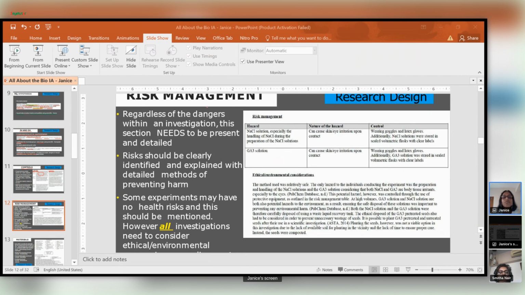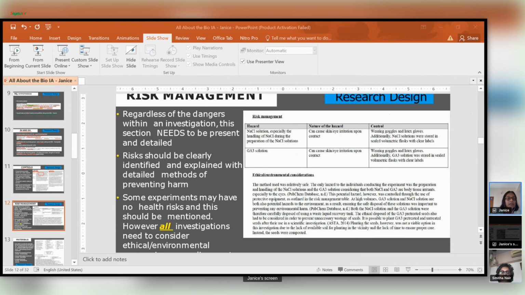Now, NaCl is very, very irritating to our skin. So what is the hazard? Skin and eye irritation. So what I have to do is wear safety goggles and gloves. And I also have to store this in a sealed volumetric flask with clear labels. So this is how I'm going to control it. Now, this solution can again cause skin or eye irritation, and again I'm going to keep the same precautions. What are the ethical considerations? If you see this one, I have mentioned very clearly how I am going to do it.